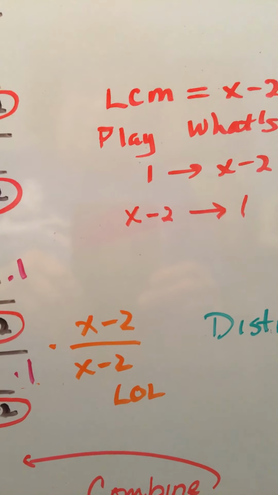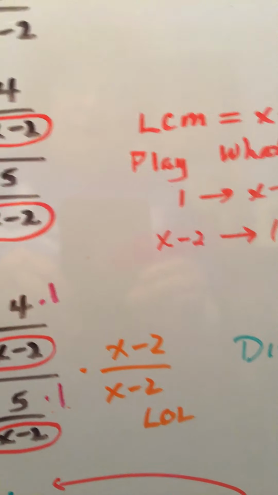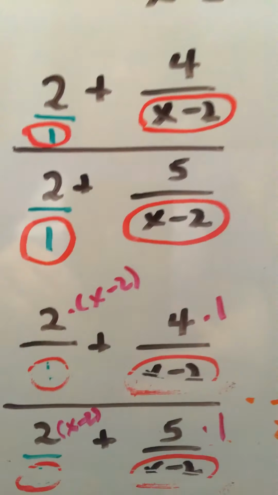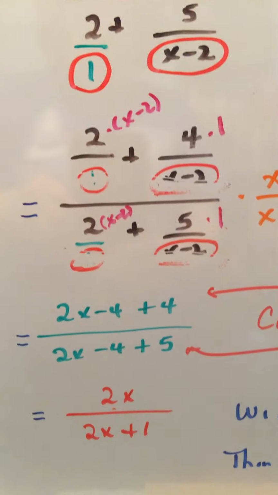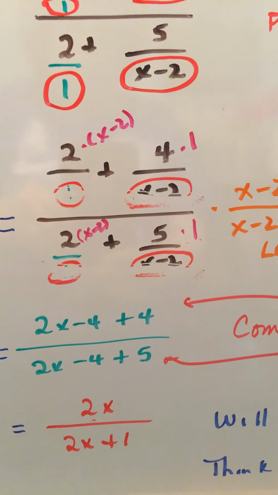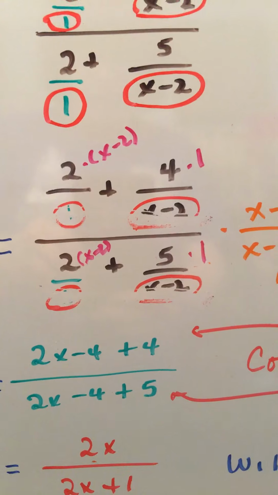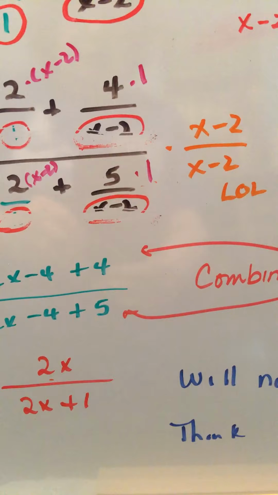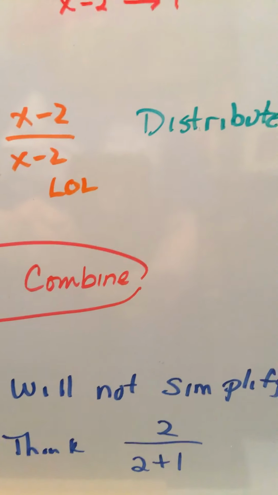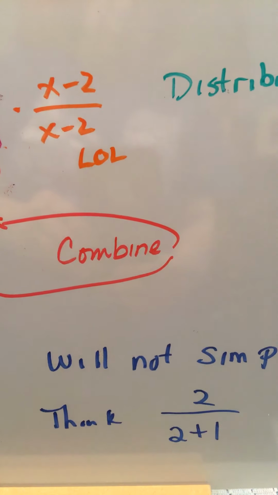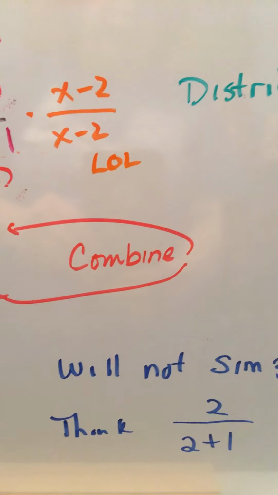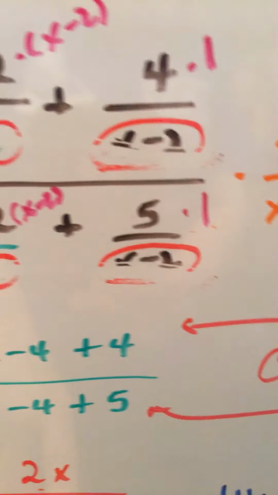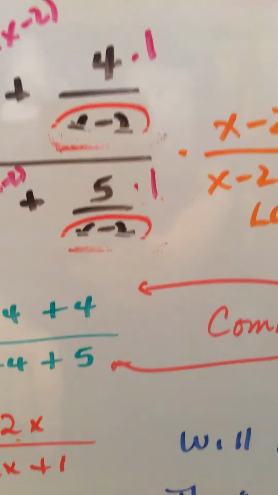And remember, you're technically multiplying by x minus 2 over x minus 2. But we've played what's missing, so we've already canceled those. So we distribute: 2x minus 4 plus 4 gives me 2x, and 2x minus 4 plus 5 gives me 2x plus 1. Again, I cannot reduce because that is the same as saying something like 2 over 2 plus 1. You can't cancel the 2's and tell me it's 1. Don't be a turkey. Don't gobble. This is a plus sign, not a times sign.